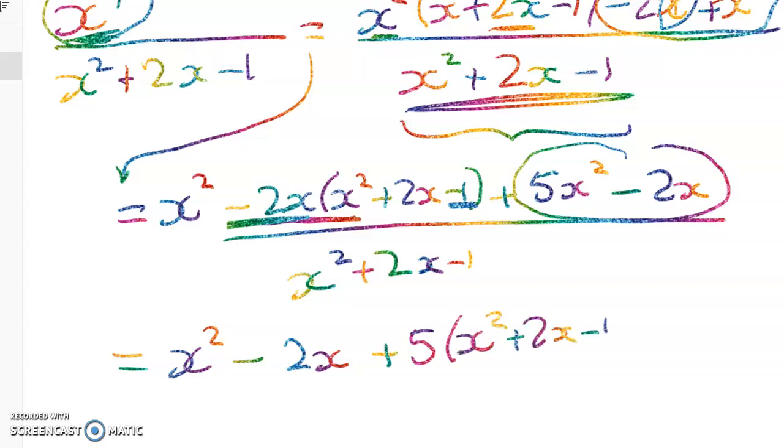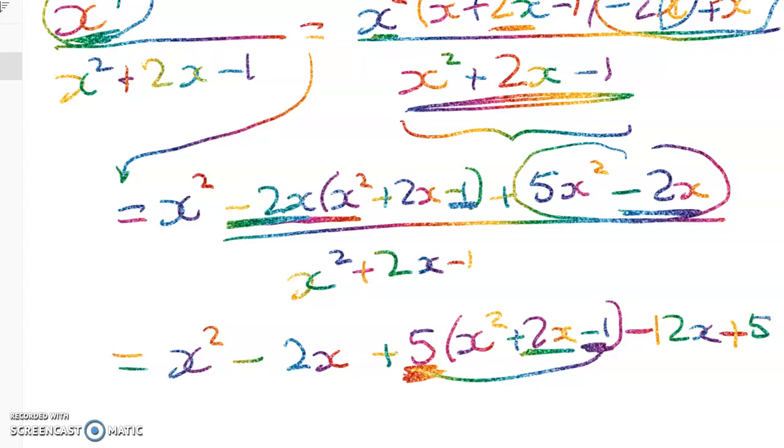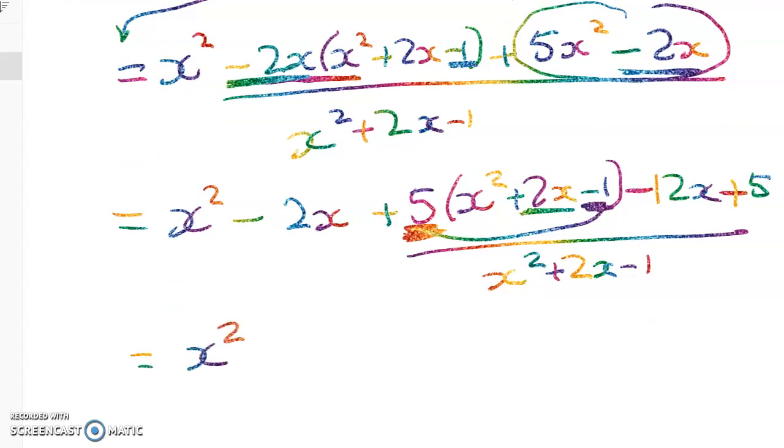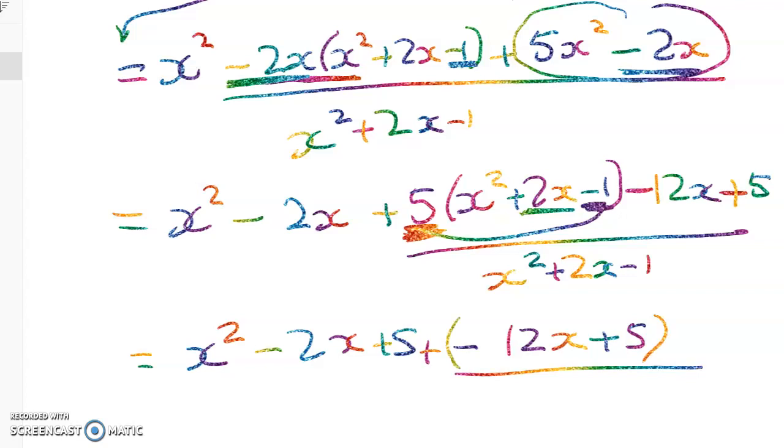plus 2x minus 1. I've added in 10x, but I don't want it. I want to have minus 2x, so I need to take out 12x. And here I've got 5 times negative 1, negative 5, so I need to add that back in. So that gives me x squared minus 2x plus 5 minus 12x plus 5. So I'm actually going to write that like this. And you can see that's exactly the answer we got to our problem.